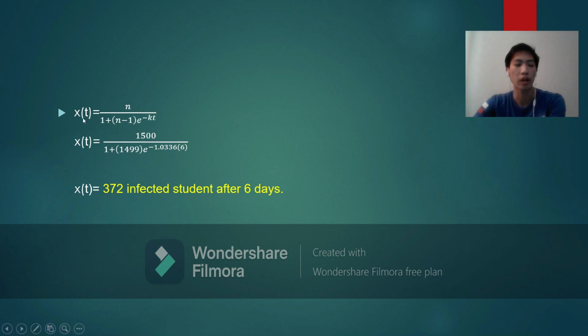So this is the equation we will be using. x of t equals the total population of college students, 1,500, over 1 plus 1,499 e raised to negative 1.0336 times 6. This is the k from a while ago, and this is the number of days we'll be using, 6 days. So if we calculate that, the answer will be x of t equals 372 infected students after 6 days. So that is the answer for this example.